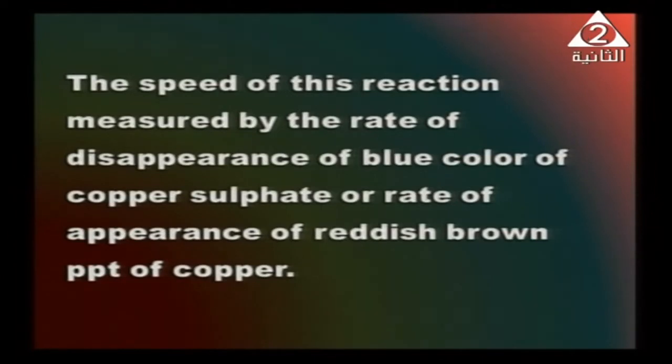This is the answer of question number three. How can the speed of this reaction be measured? The speed of this reaction is measured by the rate of disappearance of the blue color of copper sulfate or the rate of appearance of the reddish-brown precipitate of copper. We know that the speed of a chemical reaction can be measured by the disappearance of the reactant color and the appearance of the product color.